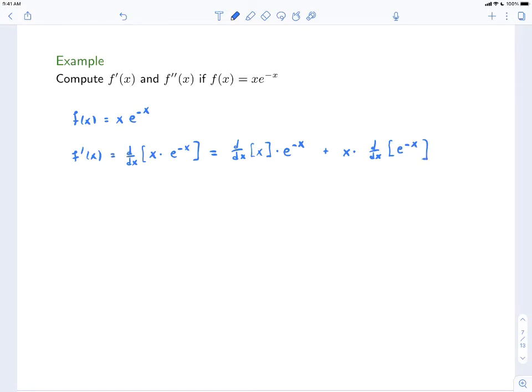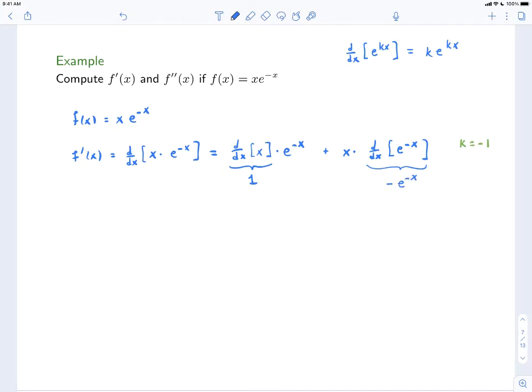And each of these derivatives we can compute. Again, the derivative of x with respect to itself is just 1. And here we're using the more general version of the exponential rule. Recall that the derivative with respect to x of e to the kx is equal to k times e to the kx. So we're using this rule with k equals -1 in this case. So that tells us that this derivative is negative e to the negative x.